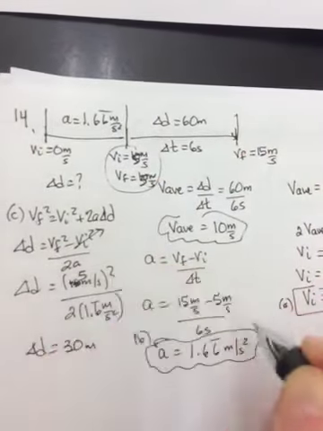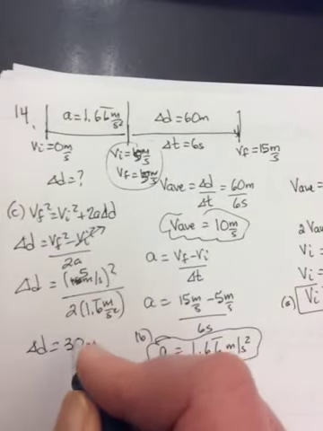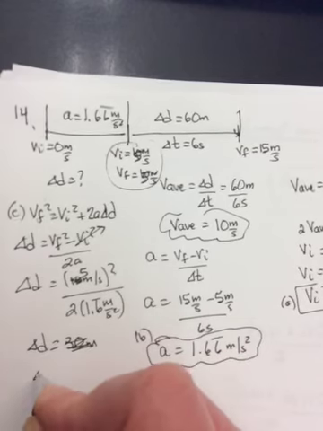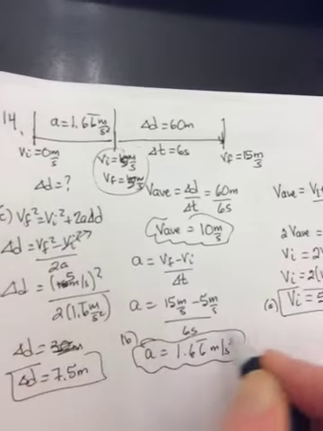So this is 5, so it's 25 divided by that. So a quarter of this, yeah, it's 7.5 meters. Sorry about that. I wrote 5.